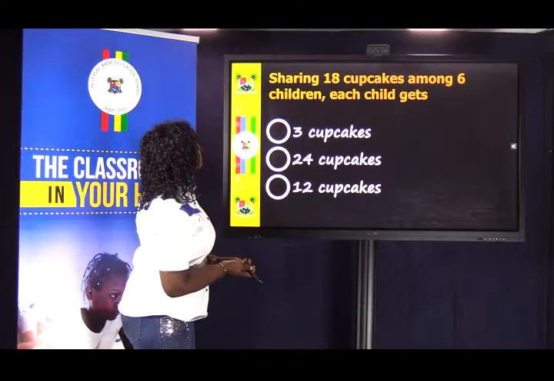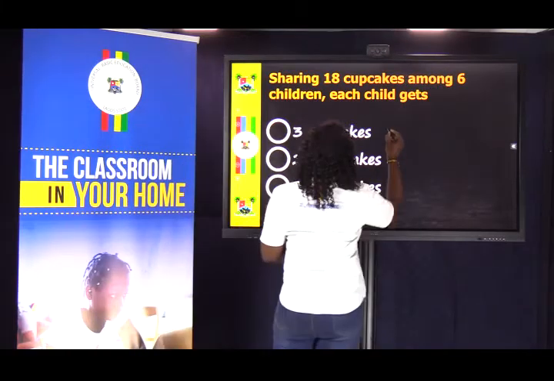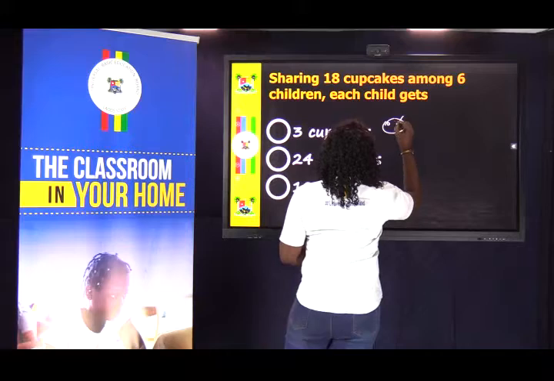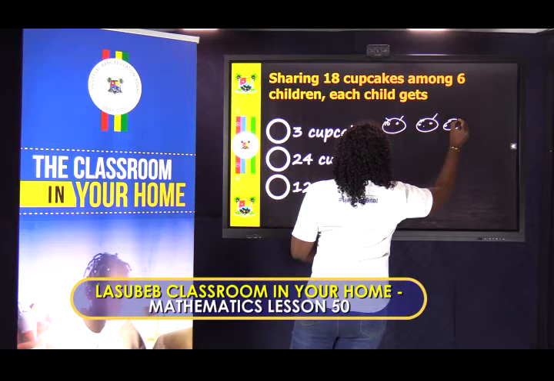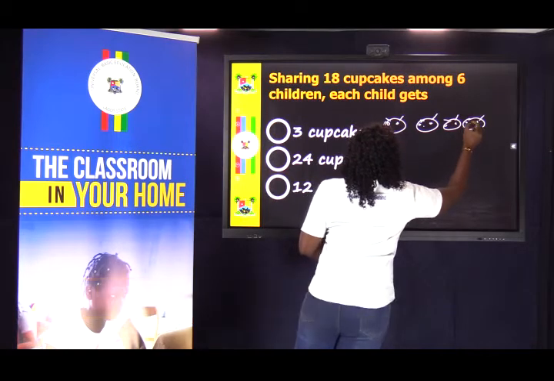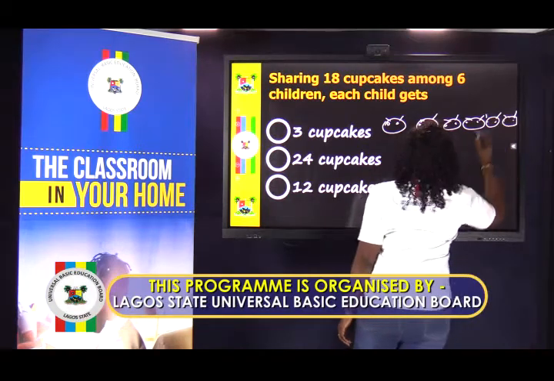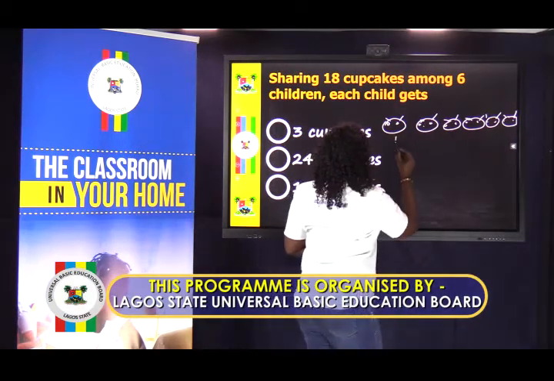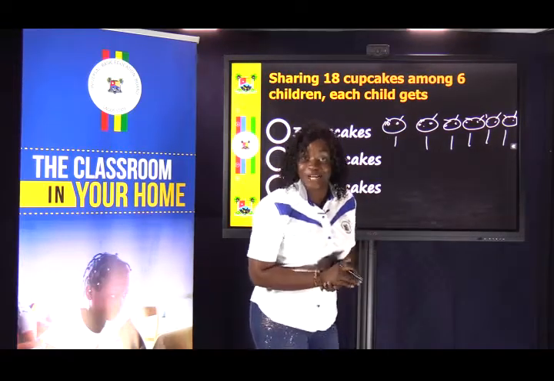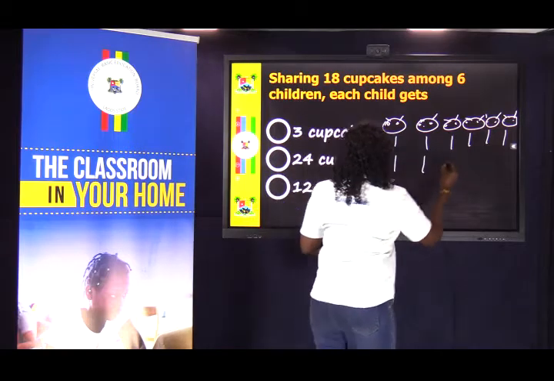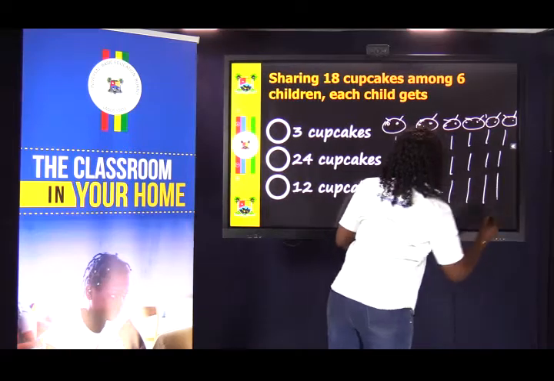Sharing 18 cupcakes among 6 children. Each child gets, let's quickly draw our 6 children. 1, 2, 3, 4, 5, 6. Now our cupcake. 1, 2, 3, 4, 5, 6. These strokes are denoting the cupcakes for us. 7, 8, 9, 10, 11, 12, 13, 14, 15, 16, 17, 18.